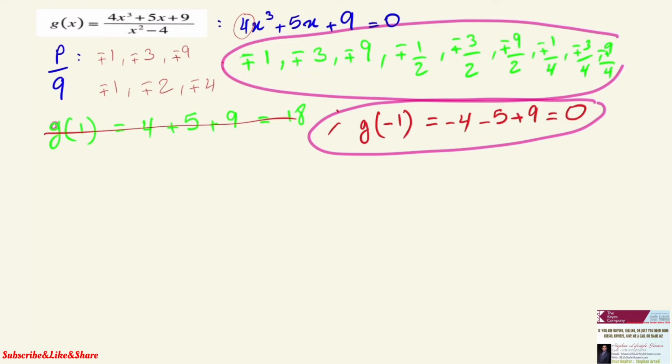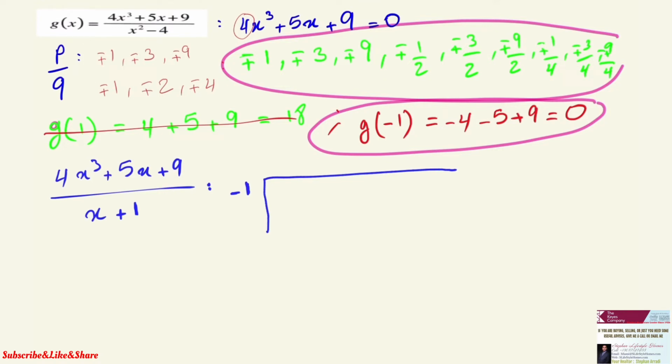Next we are going to do synthetic division to find if there are other zeros. We are going to divide 4x to the third plus 5x plus 9 by x plus 1, because we have -1. So we are going to put the number -1 here, something like this. Here we have 4, 0, 5, and 9. We put those numbers here because we have 4x to the third and 0x to the second. We have 5 and we have 9.